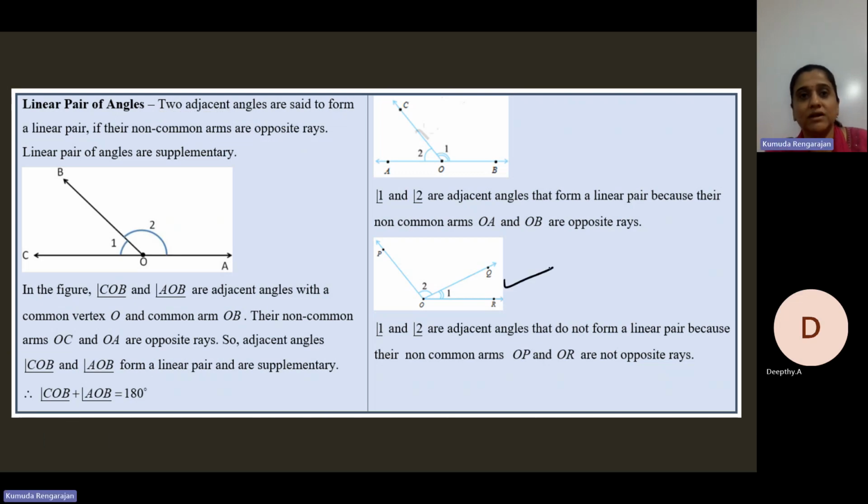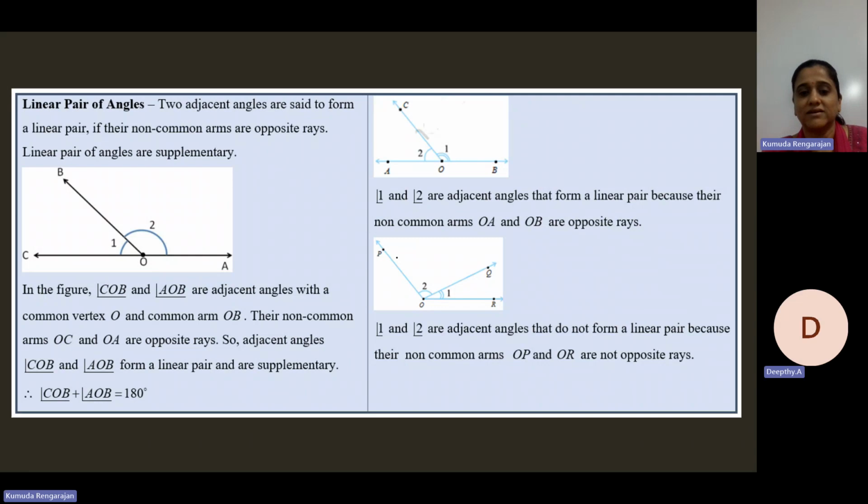In this figure, the non-common arms are OR and OP. See the direction. This one is going east, but this one is not going towards west. It is somewhere between north and west, going northwest. They're not opposite rays. So they are adjacent angles, but they do not form a linear pair.